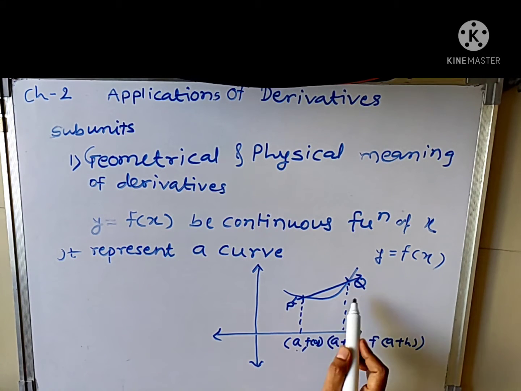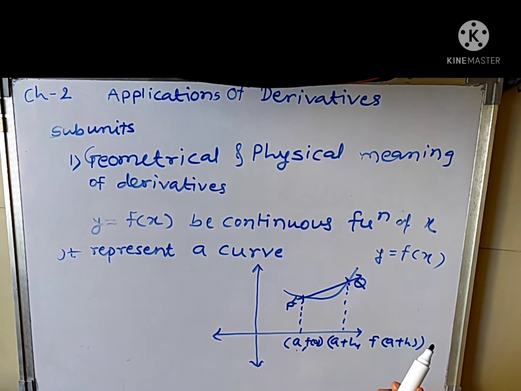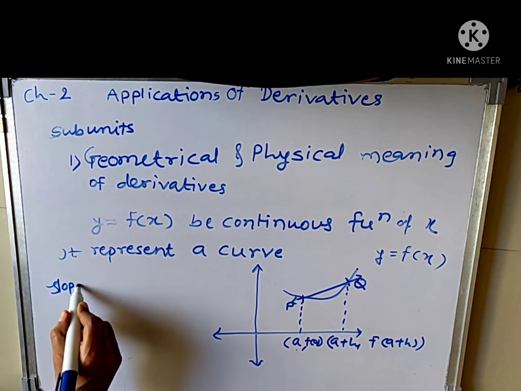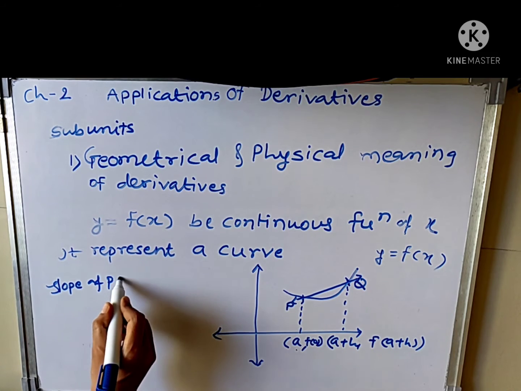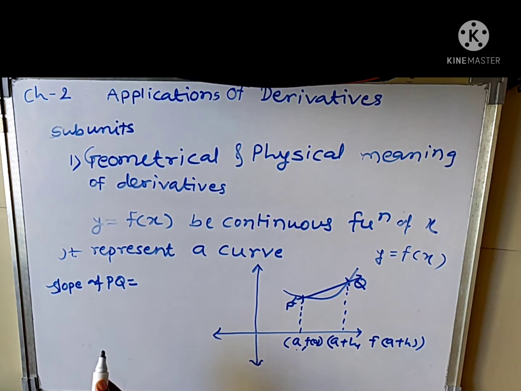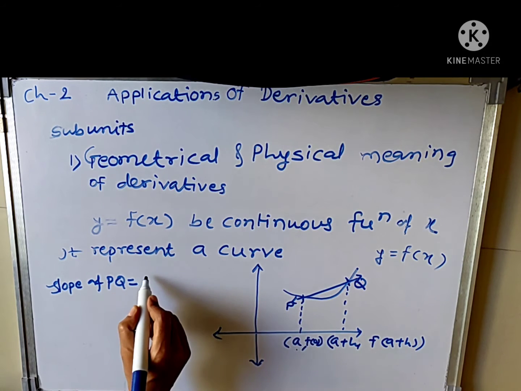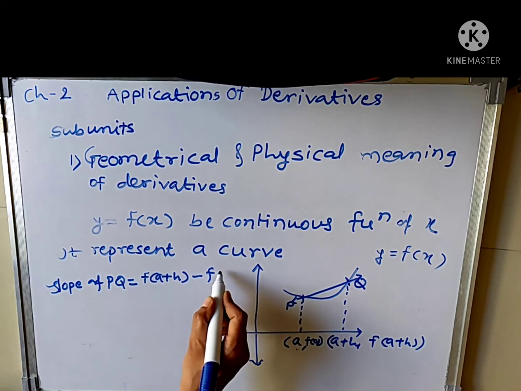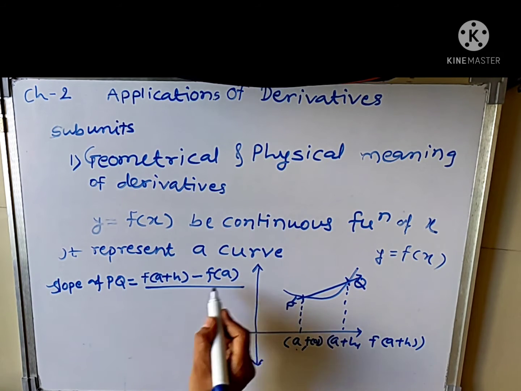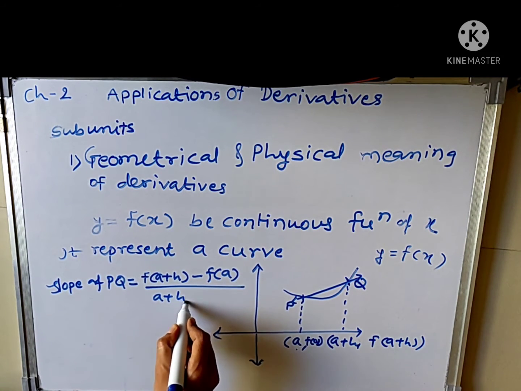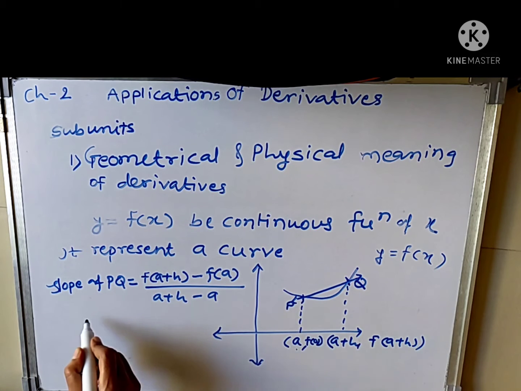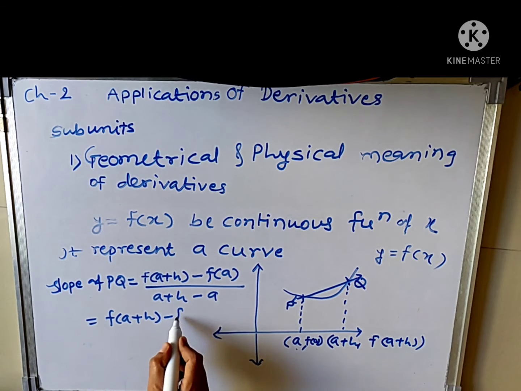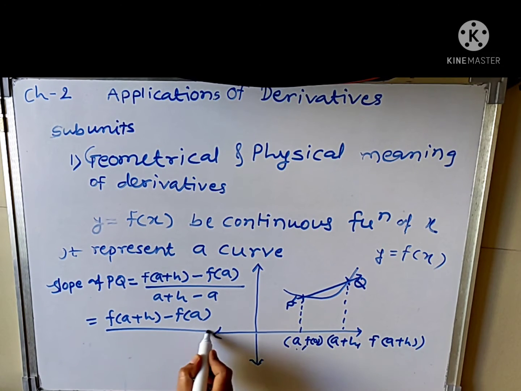Then how do we find the slope of the chord PQ? Here the slope of chord PQ is equal to f of a plus h minus f of a upon a plus h minus a, which is equal to f of a plus h minus f of a upon h.